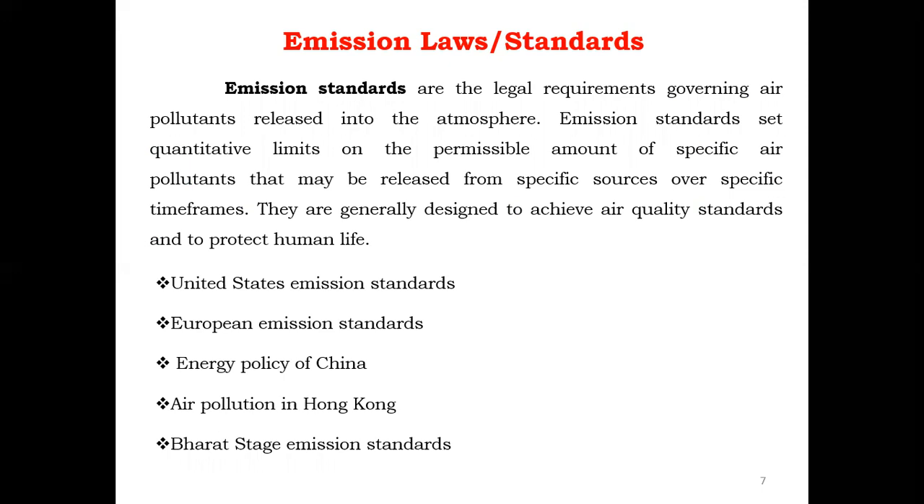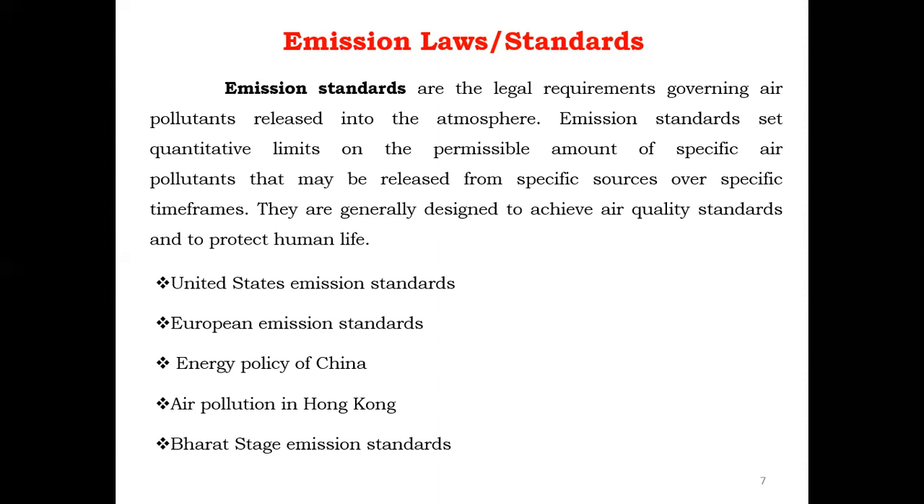For example, first they mainly distinguish petrol engine vehicles and diesel engine vehicles. In petrol engines, they cover heavy vehicles, light vehicles, motorcycles, and passenger vehicles. Like that, they segregate for each of the conditions. They define a particular limit value for the exhaust emissions. That is the emission standard. So emission standards are the legal requirements governing air pollutants released into the atmosphere. Emission standards set quantitative limits on the permissible amount of specific air pollutants that may be released from specific sources over specific time frames.